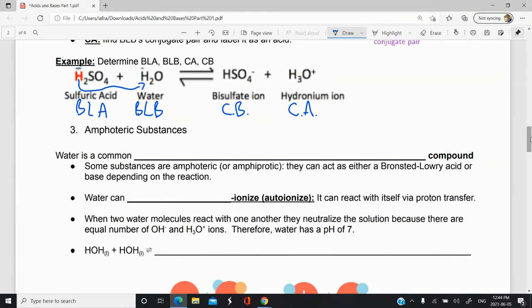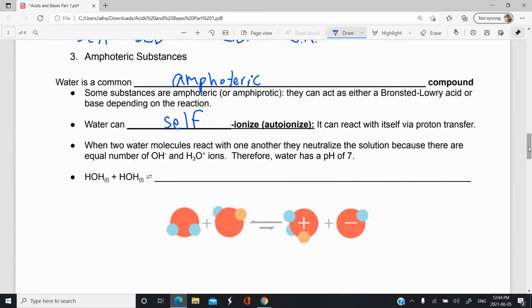Another term we saw, and I briefly described it above as well, was the idea of amphoteric. Water is a common amphoteric compound. Basically, what that means is that it can be an acid or base depending on the context. Because of that, water can self-ionize or auto-ionize, which basically means it can react with itself. It can transfer protons from one water to another.